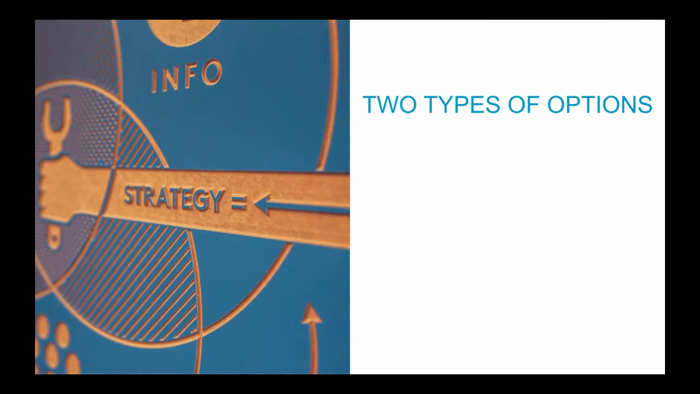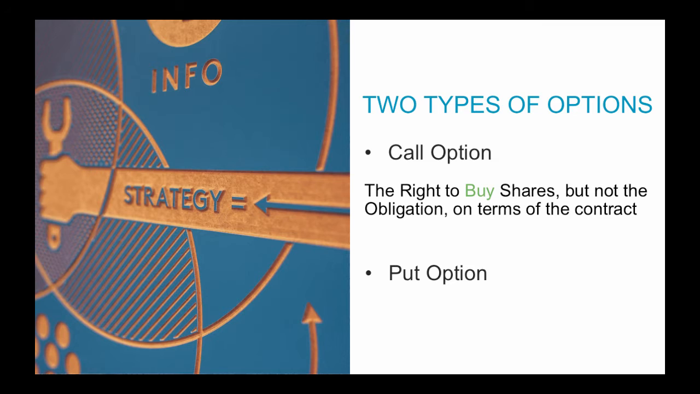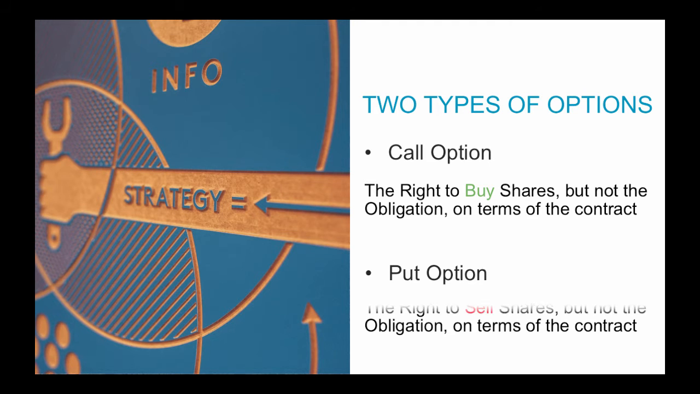Now, there are two types of options. We have a call option and we have a put option. If you buy a call option, you have the right to buy shares based on the terms of the contract. If you buy a put option, you have the right to sell shares based on the terms of the contract. Both types of options have their own purposes.